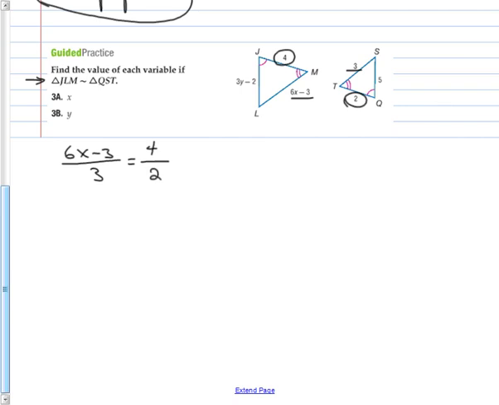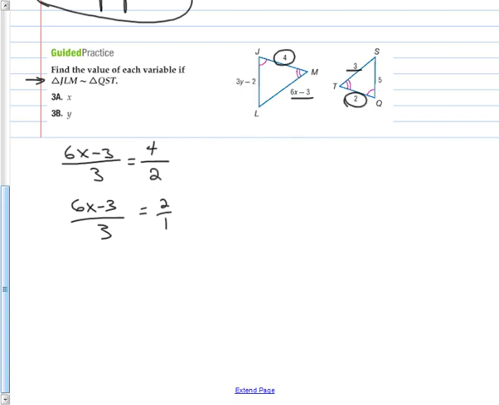Now I'm going to reduce this for a moment. 4 over 2 really reduces to 2 to 1. That's known as a scale factor. 6x minus 3 over 3 must equal 2 to 1.